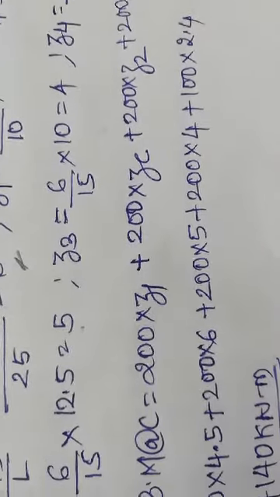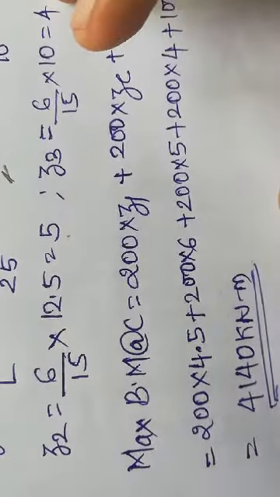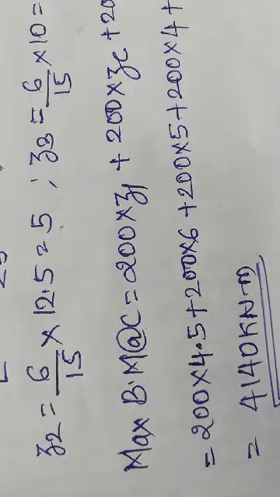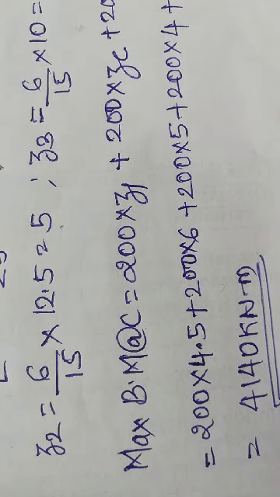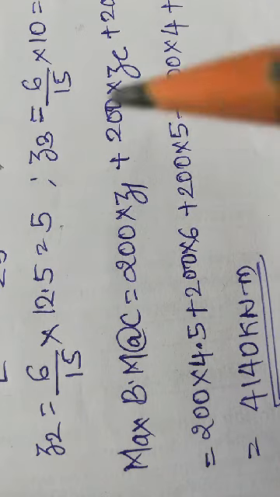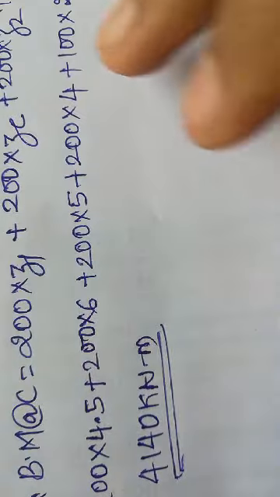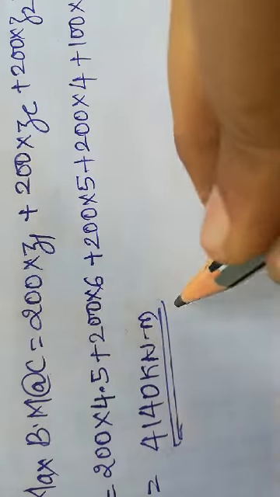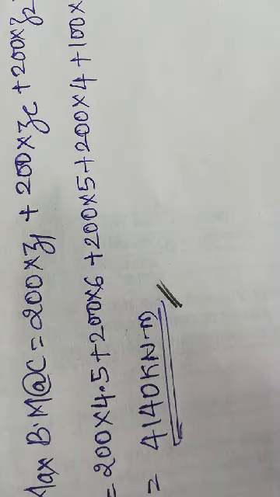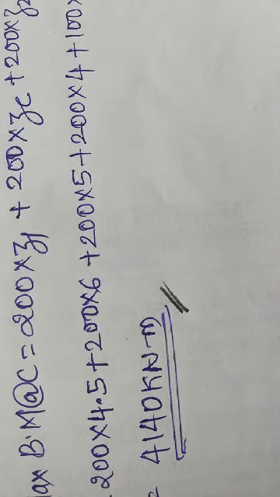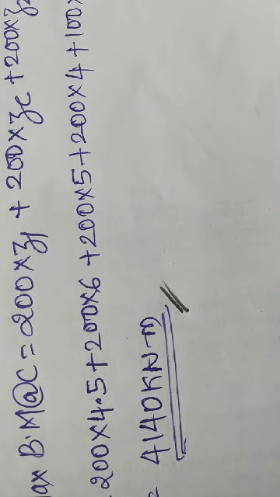Now I want to calculate the maximum bending moment at C, and it is given by the summation of loads multiplied by their ordinates. So by substituting the values for Z and calculating, I will get the maximum bending moment as 4140 kilonewton meter. This was case 1, when the load was moving from left hand side to the right hand side.